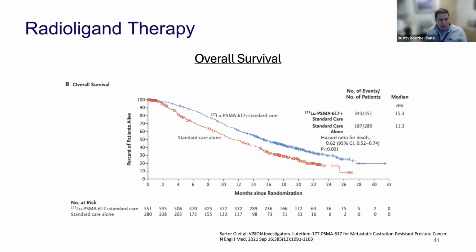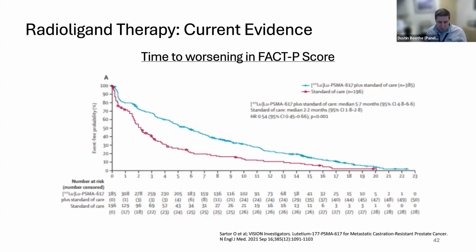But it did more than that. Let's go to the next slide here. So it not only improved OS from 11 to 15 months, but it also helped people feel better. And I saw this just last week. So I had a patient that received 1 cycle of Pluvicto. Their PSA bumped a little bit, and they were just not doing well after 1 cycle.